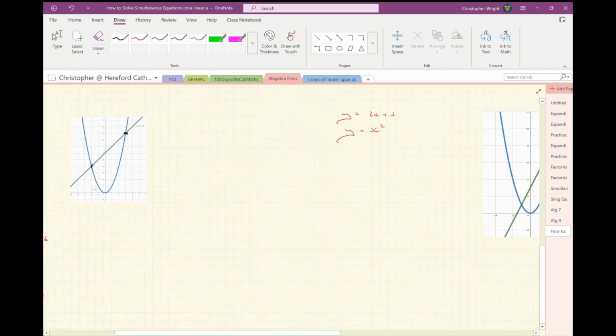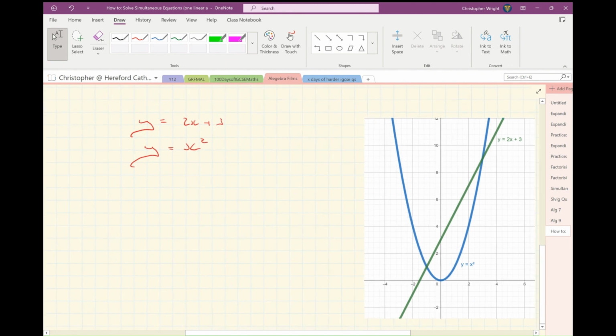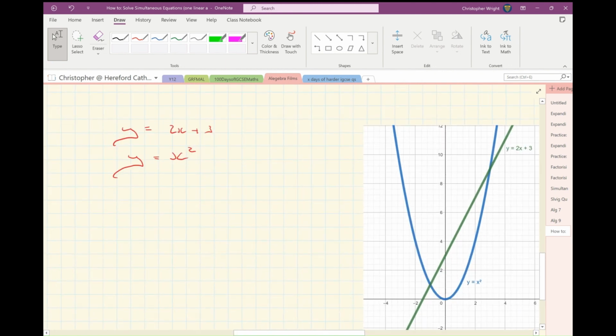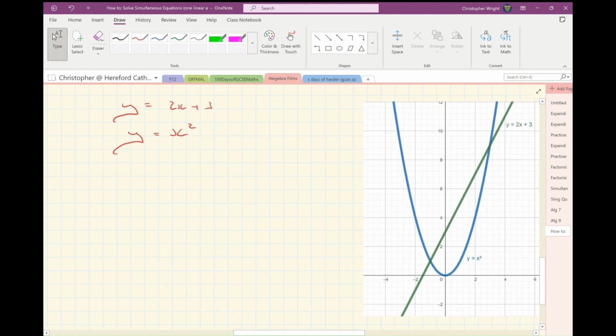Right, here's one for you to try. There's a little graph for you as well, so you can see that we're expecting two solutions when we solve these equations simultaneously. Why not pause the film and have a go?